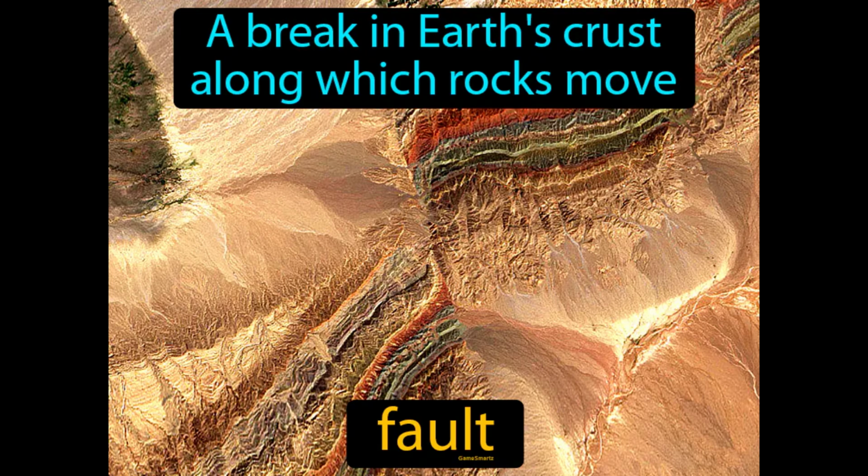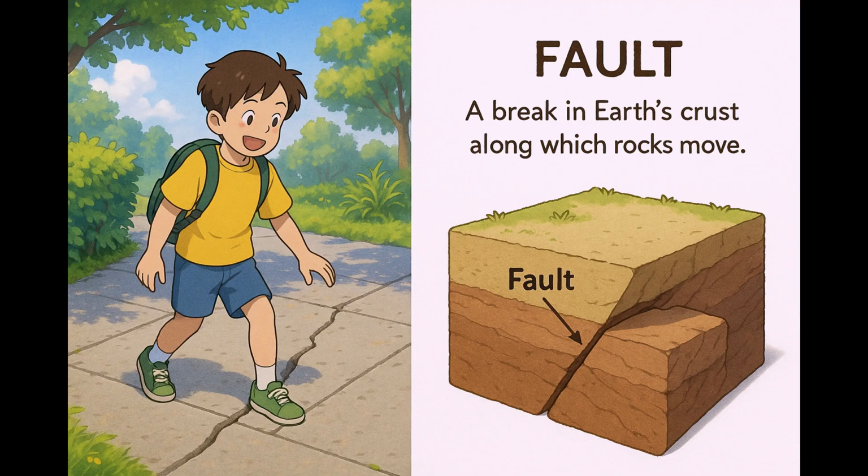A break in Earth's crust along which rocks move, fault. A fault is a crack in Earth's surface where sections of rock can slide past each other, causing earthquakes. Imagine walking on a sidewalk when you suddenly come across a crack where the two sides have shifted slightly apart. Just like this crack disrupts the smooth path you intended to walk on, a fault is a break in Earth's crust where sections of rock have moved relative to each other.